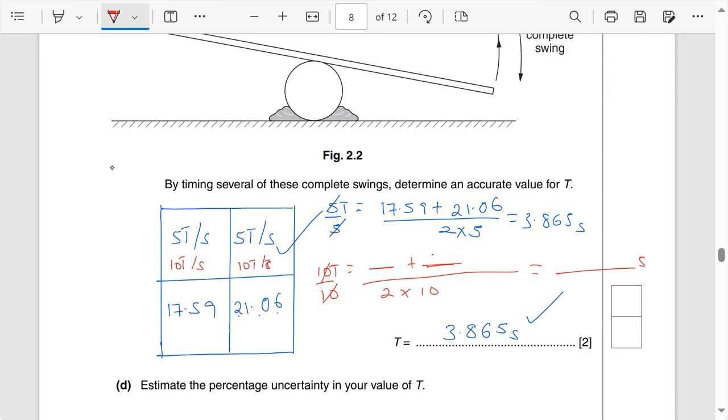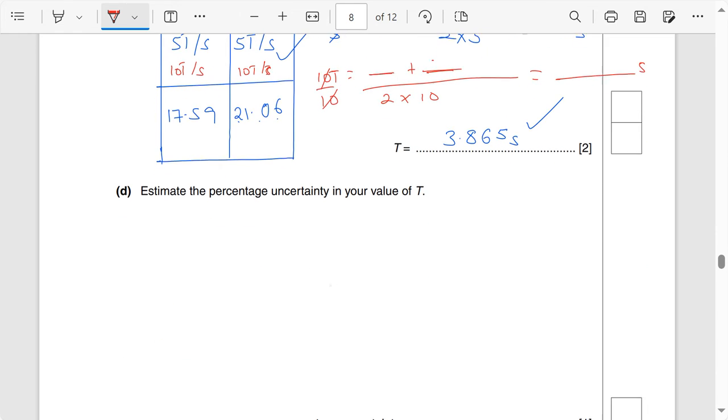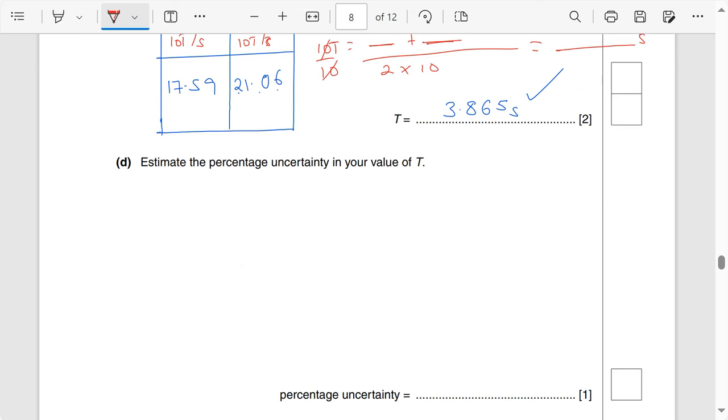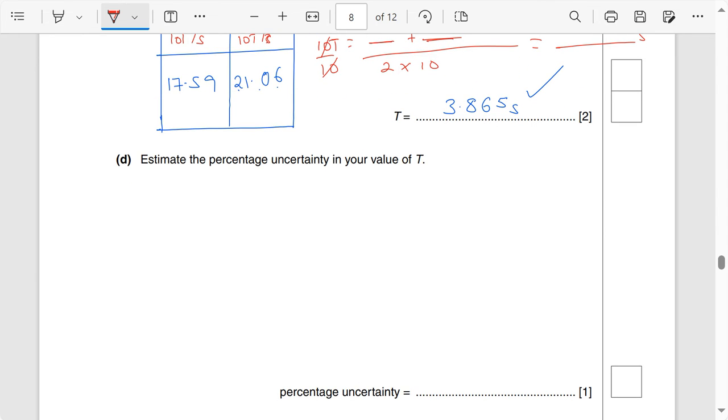You can try with the 10 oscillations if you notice that they can reach. So in red is just a contrast. It is just another way of doing it if you want to time 10 oscillations. Okay. Then the most important part, the most important reason why I've recorded this, is this part here. Starting with this part, estimate the percentage uncertainty in your value of t.